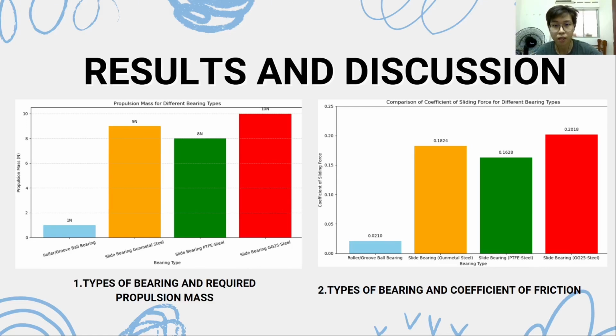Good morning, everyone. My name is Chin Kahin, and I am going to handle the chapter of results and discussion. So, for the start, based on our results presented, different bearing materials exhibit significantly varied performance in terms of propulsion mass and coefficient of friction. Among the tested types, the roller groove ball bearing showed the best performance, requiring only 3 Newton of propulsion mass and demonstrating the lowest coefficient of sliding friction at 0.0210.